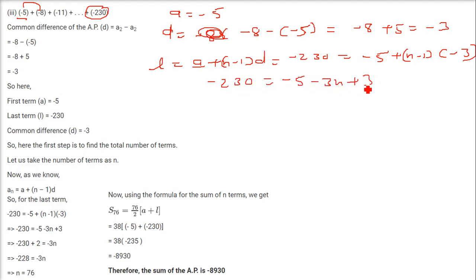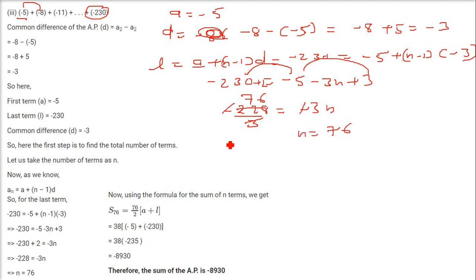So minus 5 plus 3 is minus 2, and we are bringing it here. So this is minus 2, and this is going to be plus 2 here. So this will be minus 228 is equal to minus 3n. Minus cancels out, divided by 3, n will be equal to, 3 7s are 21, 3 6s are 18, so you get n equal to 76.